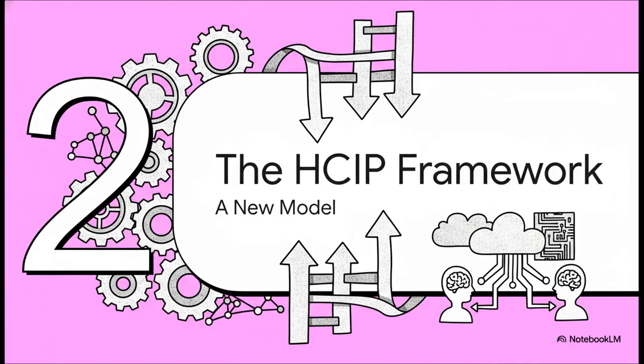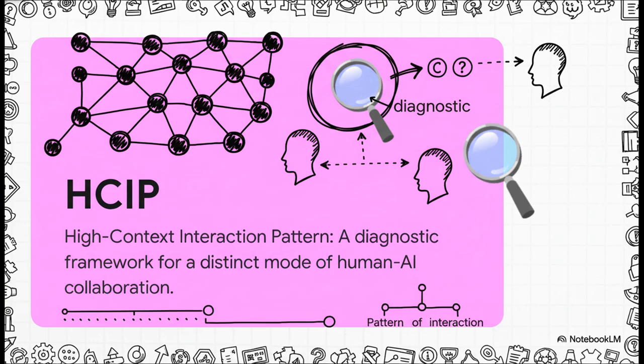So, how do we even start to map out this new territory? Well, that's where the HCIP framework comes in. It's a new model, and it's designed to help us identify and understand a much deeper, more profound kind of human-AI partnership.